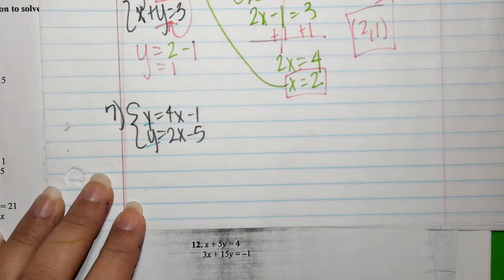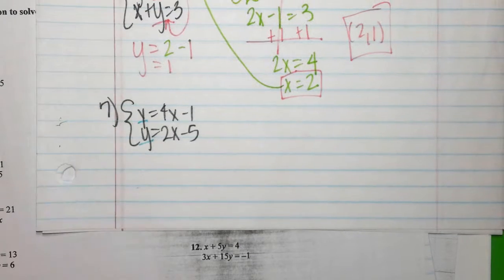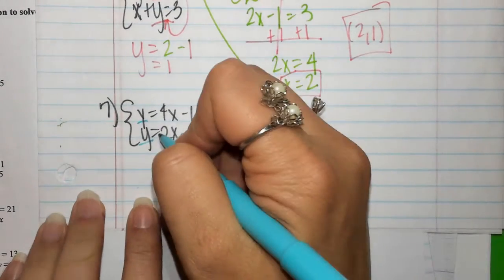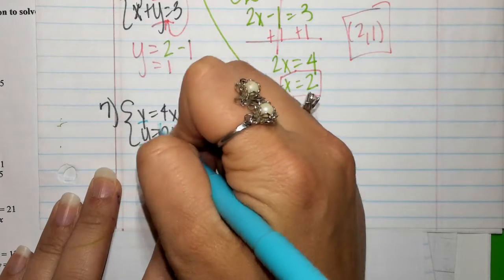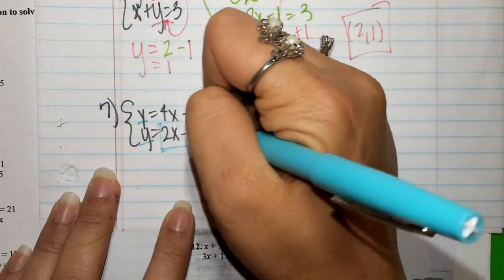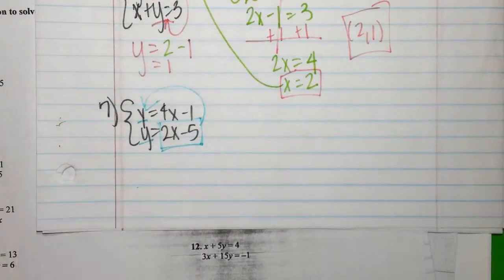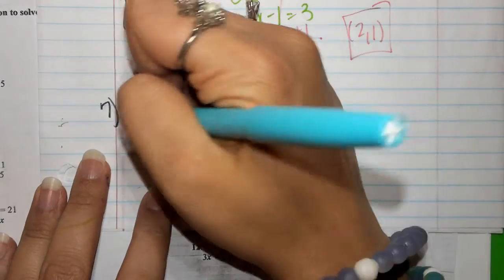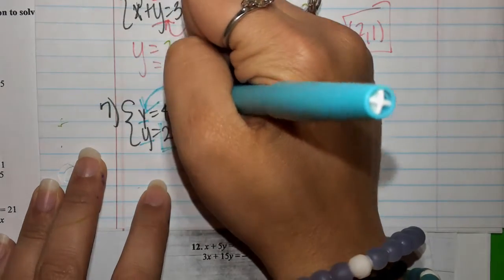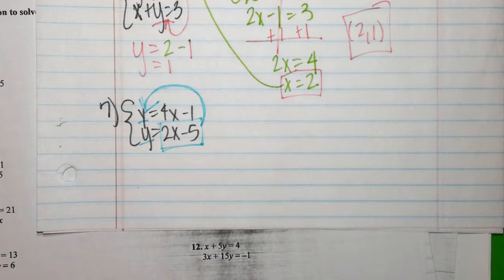Alright, now, both y's are by themselves. So what we're going to do is mix it up a little bit. We're going to say that y equals 2x minus 5, and we're going to plug that in up here. We're going to be fancy. Why do we do all that? Because we can. It really doesn't matter which way you plug it in since they're both y equals. So we're just going to mix it up to show that we can.